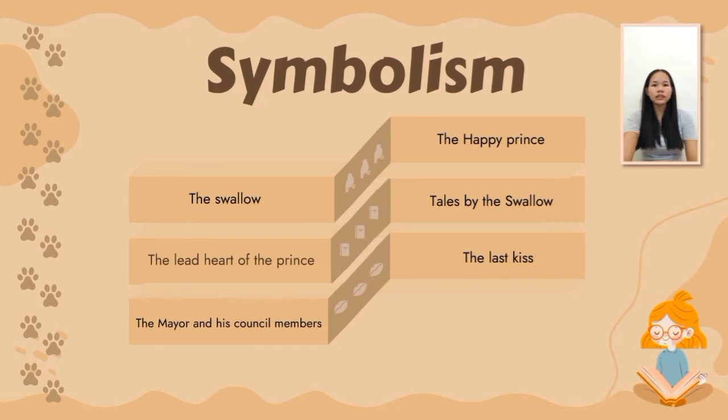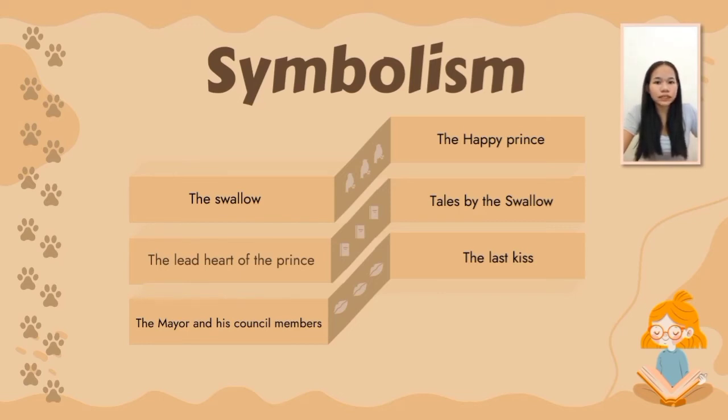And another one is the children. The children represent innocent and good people. The mayor and council members represent authority and repression. The old woman, the young writer, and the girl represent the poor section of society who suffer and strive hard to earn a living. Another one is the Happy Prince. Happy Prince symbolizes happiness, the joyful life of the prince when he was alive. The last kiss could be interpreted as symbolizing the kiss of death.